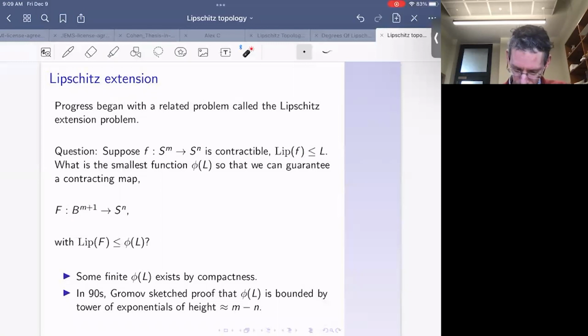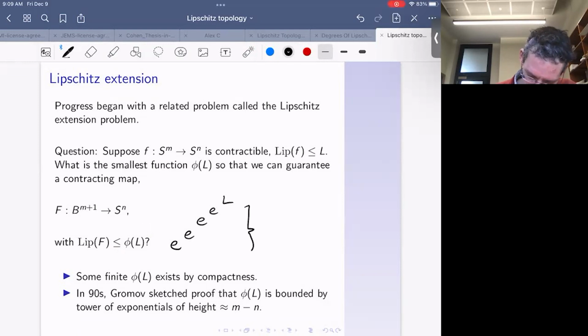And in the 90s, Misha sketched a proof with an explicit thing here. And the explicit thing here is a tower of exponentials. So it looks like this, more or less like this. And the height of this tower is at least roughly m minus n, the difference in the dimension of the spheres. Okay, so it's explicit, but it's kind of huge. And I wondered about this. I made no progress. I couldn't figure out how to get started.